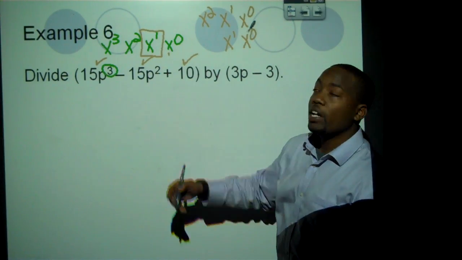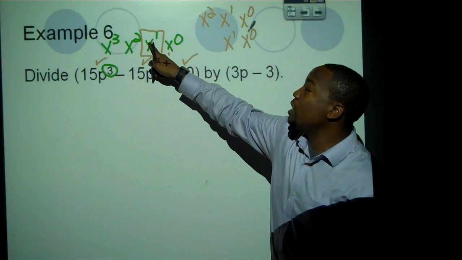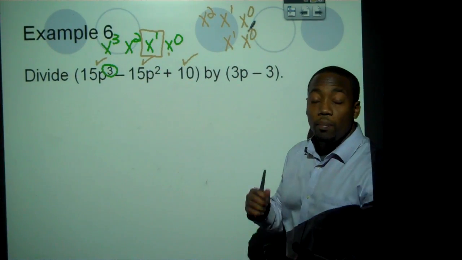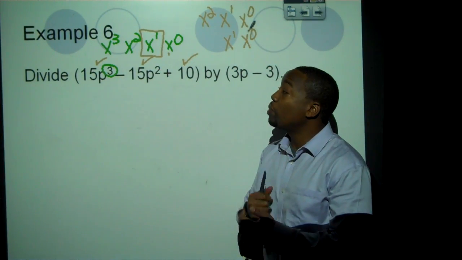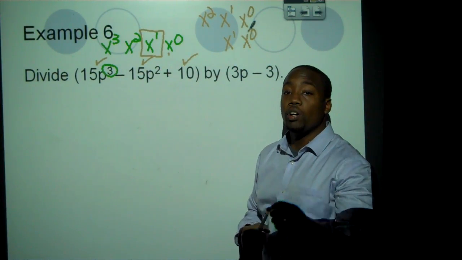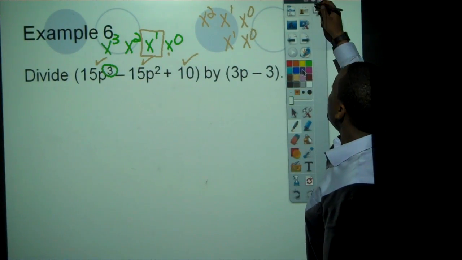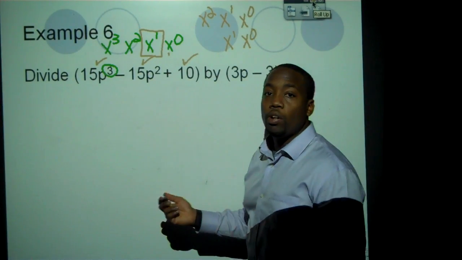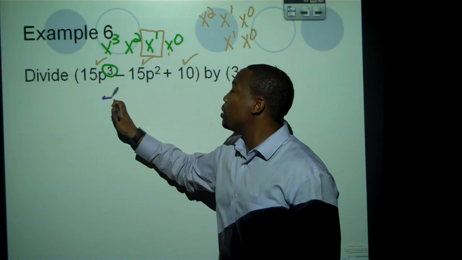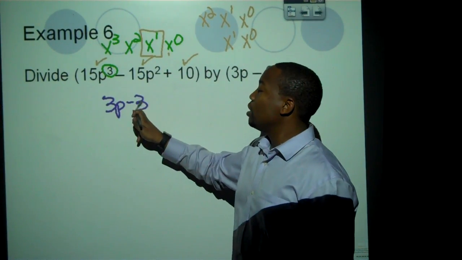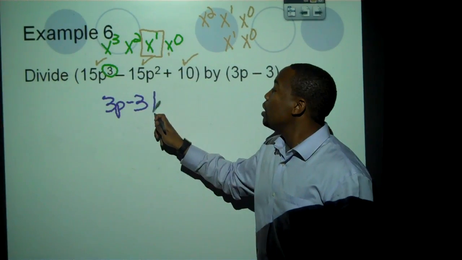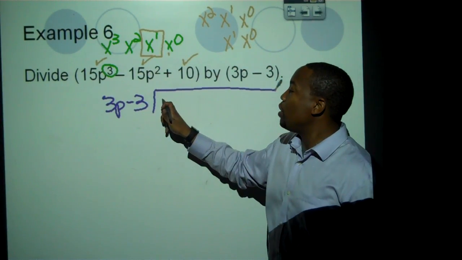And now to go back and say, where am I missing 1? I'm missing it at x to the 1. Whenever I'm missing terms, I'm going to replace what I'm missing with 0. Now what do I mean by that? Let me show you. First of all, we know what our dividend is. It's going to be 3p minus 3. We're good there, right?